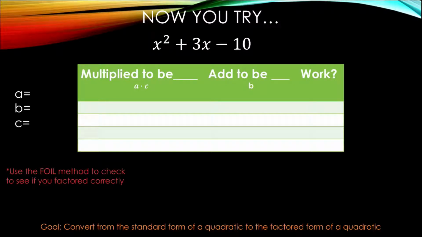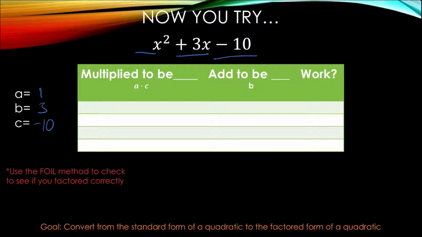I want you to try this one as well. X squared plus 3x minus 10. All right, let's go through this. We're going to identify my a, my b, and my c. My a is 1. My b is a positive 3. My c is a negative 10. So we have our first negative c value, which is going to change things slightly.